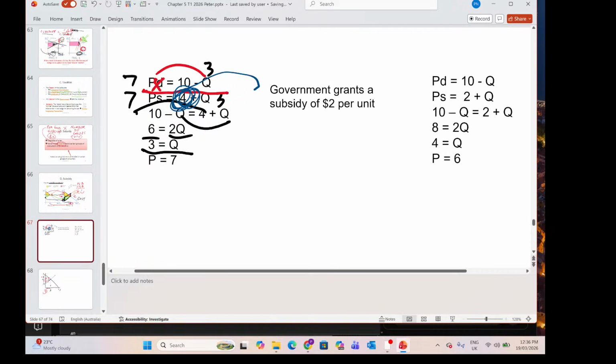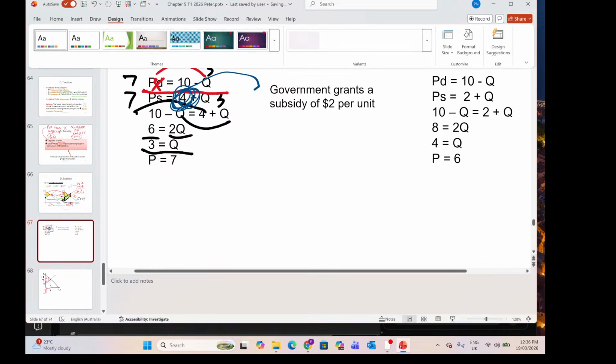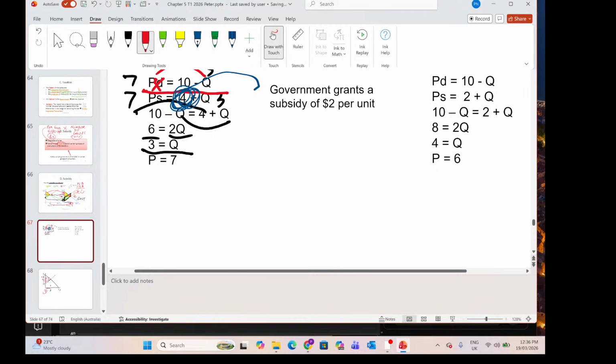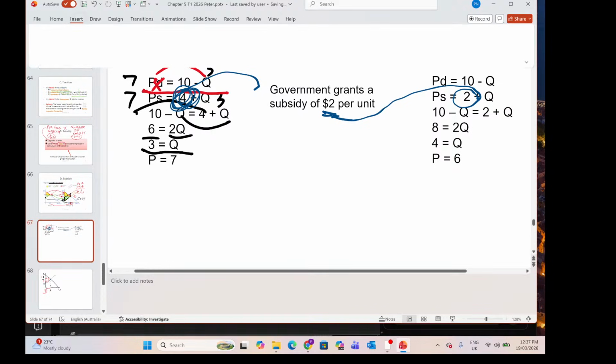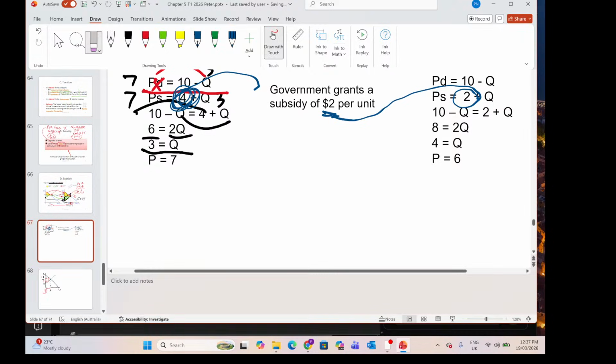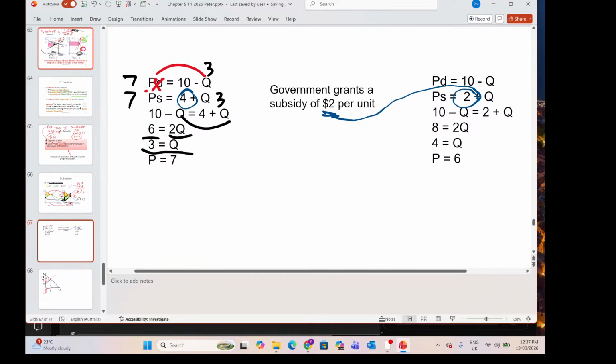Then let's go back to our model. We're now going to introduce a subsidy of $2 a good. So what that means is the price in supply is now going to start at 2 instead of starting at 4. So you can see the 4 becomes the 2. So our price in supply starts at 2 rather than 4.